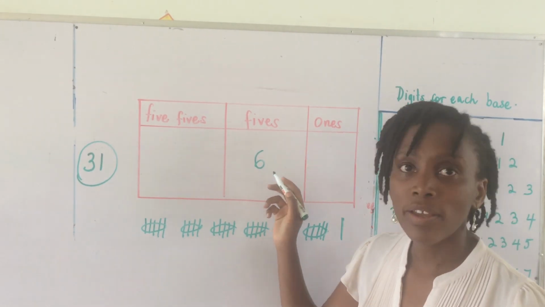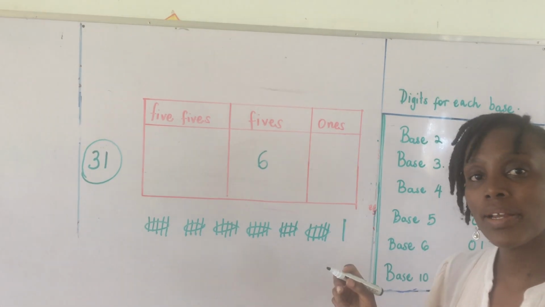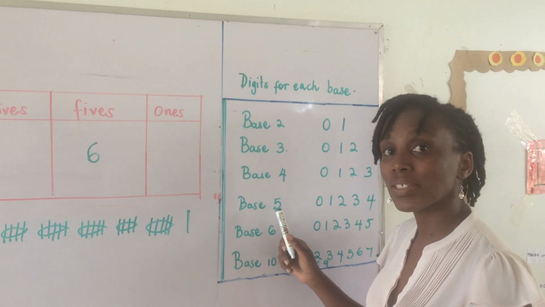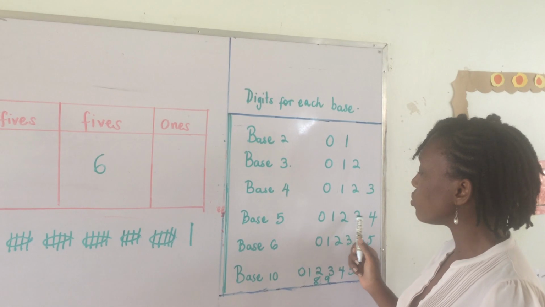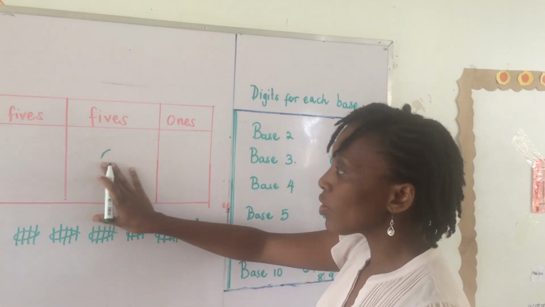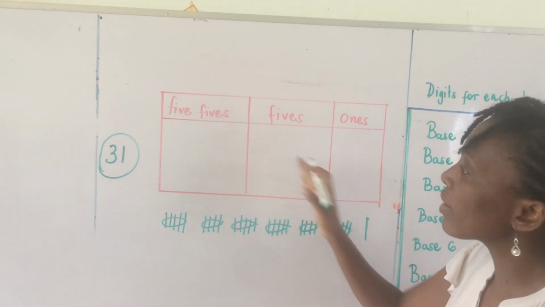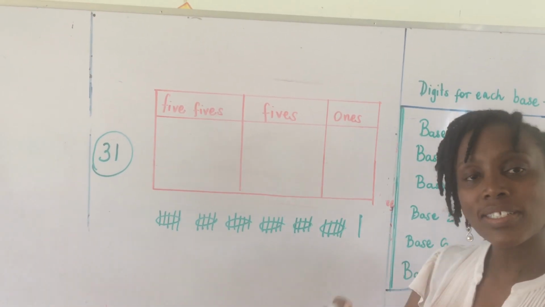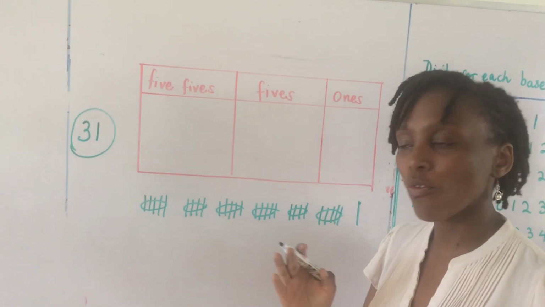Because if you recall, when we were closing or winding up yesterday, we said in base 5 the only digits that would be represented would be 0, 1, 2, 3, 4, and not even 5, because once you have 5, it means you have one group of 5 and no ones. So there's a way to represent all the numbers that are 5 and over.